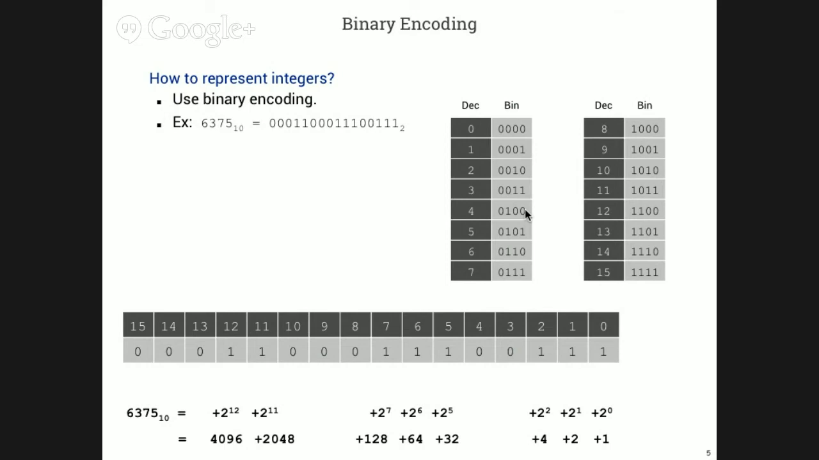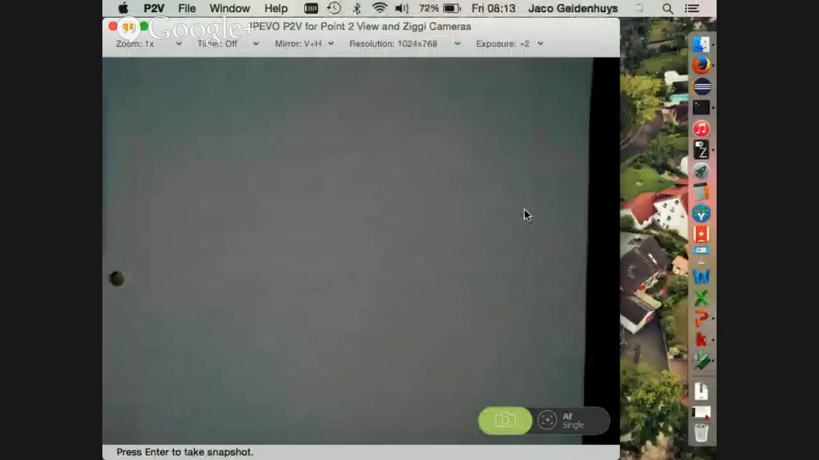And then there's supposedly a little explanation of how to do this. But I find it easier to first think about decimal. So let's go to my little thingamajig.